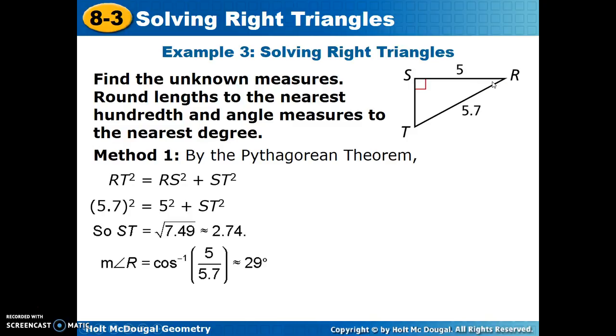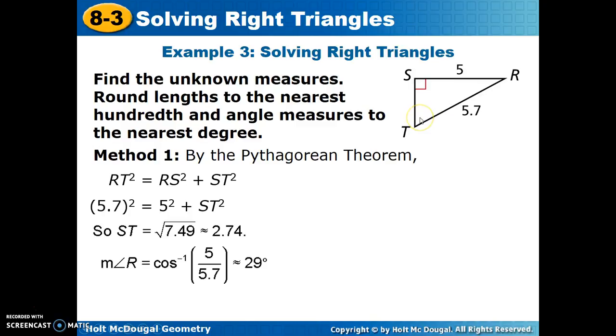And then next, we want to find angle R right here. Well, let's see. We know the cosine of angle R is the adjacent leg over the hypotenuse. So again, we could set that up. Cosine of angle R equals this over this. Then we want to get cosine to the other side. You could see that being done right here. And calculate that. You get 29 degrees for angle R.